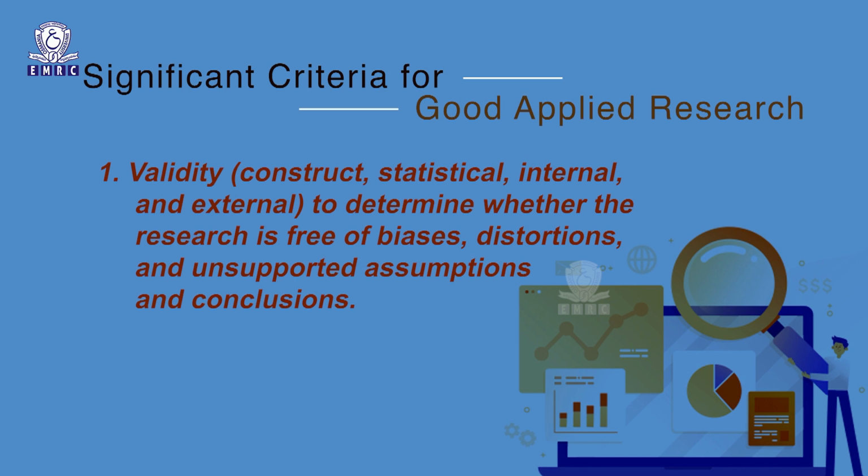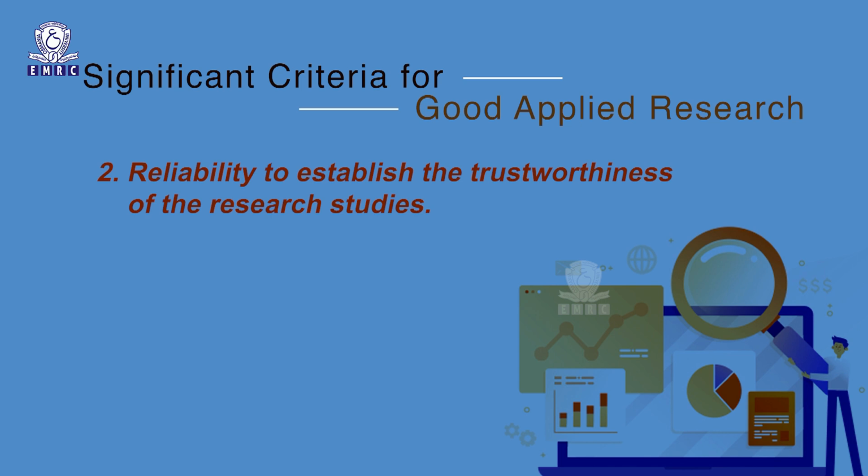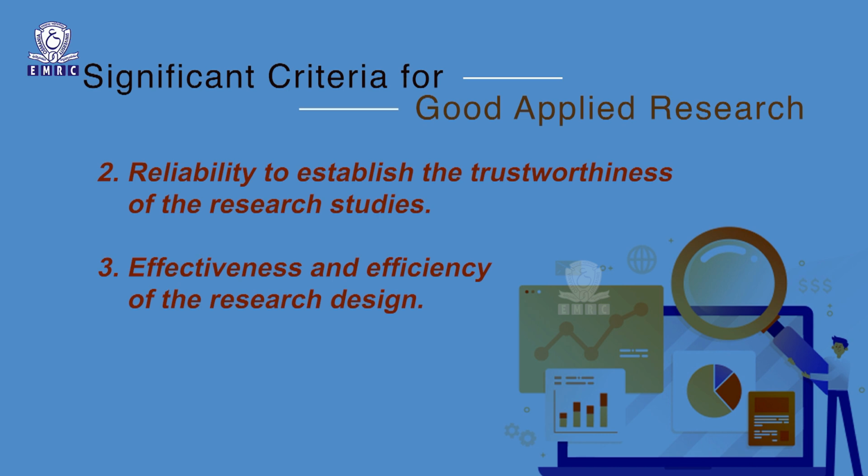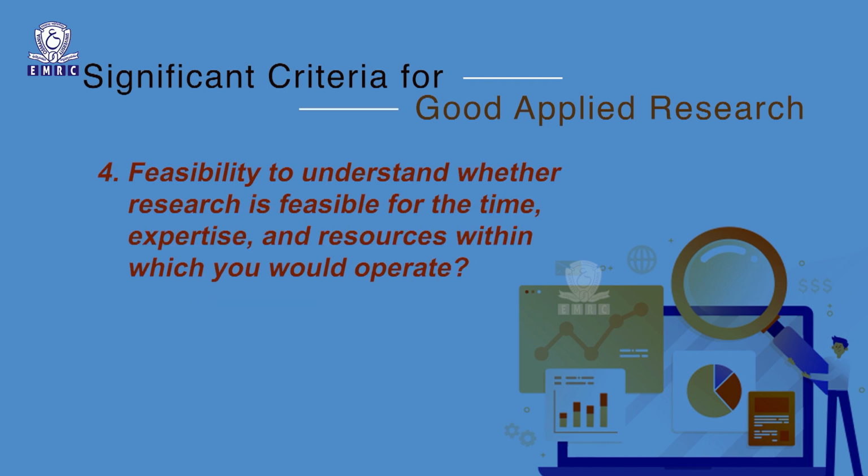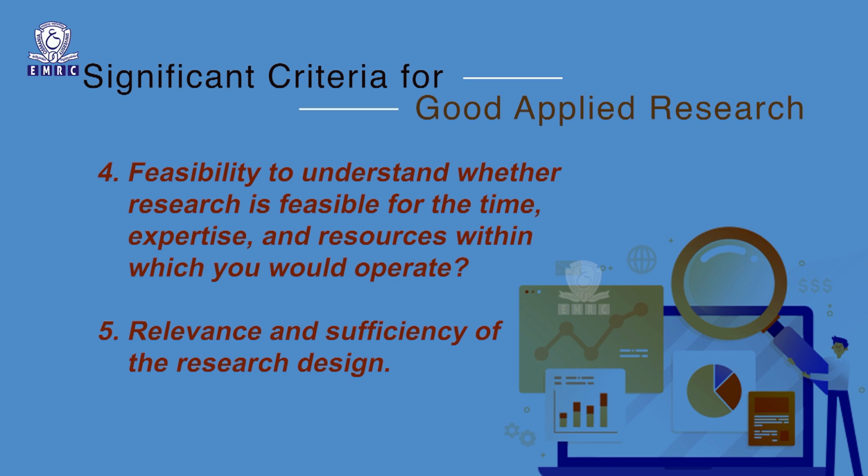The significant criteria for good applied research design includes these aspects. Firstly, validity, which includes construct, statistical, internal and external validity to determine whether the research is free of biases, distortions and unsupported assumptions and conclusions. Secondly, reliability to establish the trustworthiness of the research studies. Thirdly, effectiveness and efficiency of the research design. Fourthly, feasibility to understand whether research is feasible for the time, expertise and resources within which one would operate. Fifthly, relevance and sufficiency of the research design.